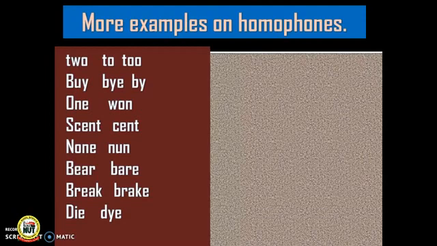Okay, then you have bear. Bear, like an animal, or bear, like to be able to endure something. And you have bare, like empty. It's bare, my hands are bare, I have nothing, I'm not holding anything.